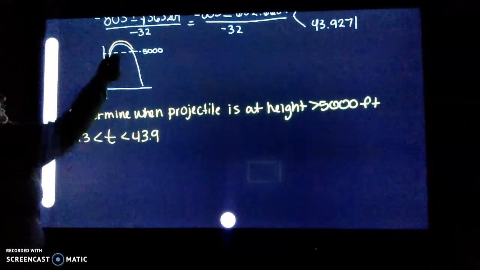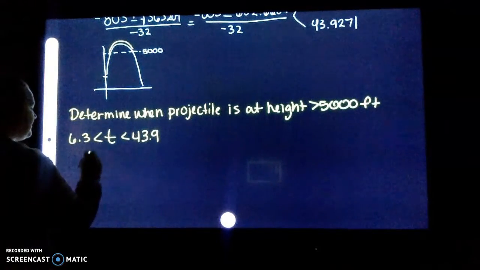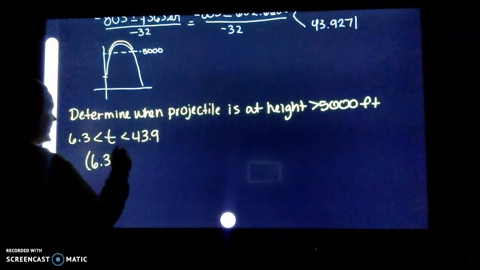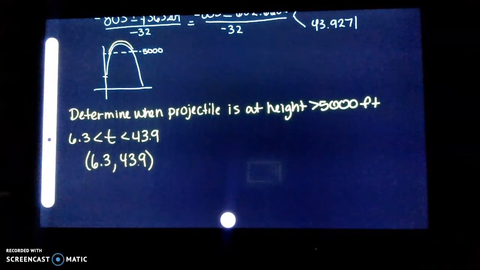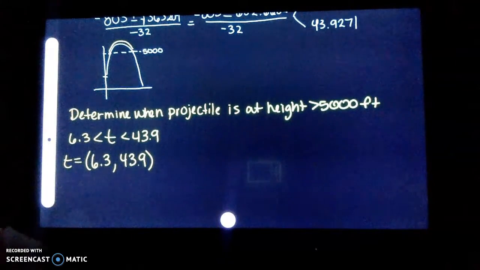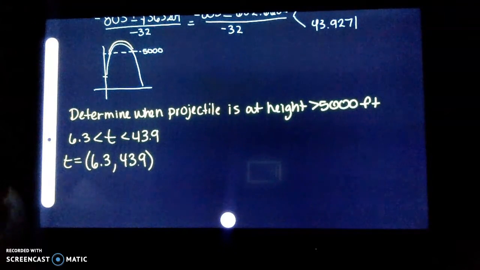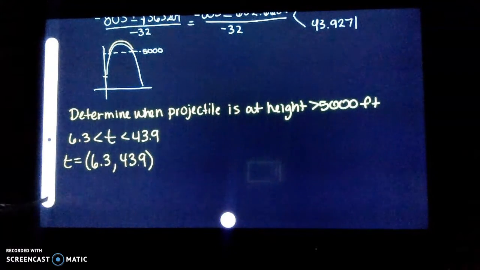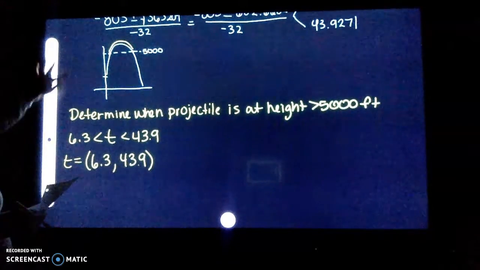Okay, because that's what my graph is showing me. I could also write this as 6.3, 43.9. Why am I using parentheses instead of hard brackets? Because it said more than 5,000 feet, not exactly, or more than or equal to 5,000 feet. Okay, so I know at 6.3 and at 43.9 it was 5,000, which means after those, or between those, sorry, is when it was above 5,000.